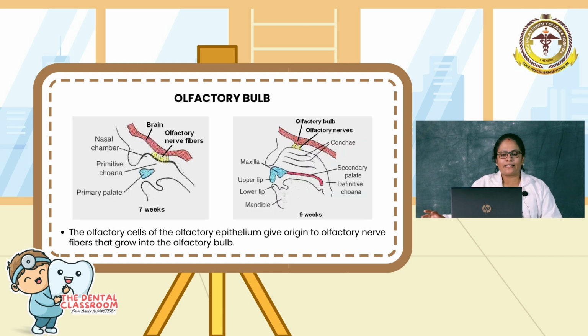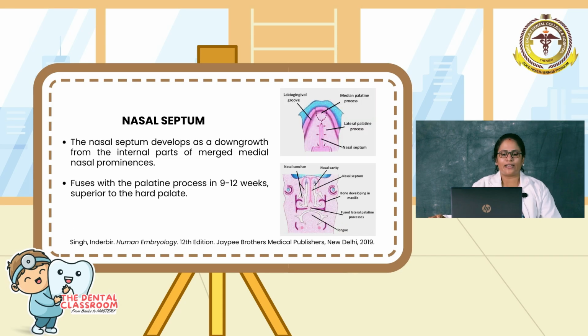The olfactory cells from the nasal epithelium send their nerve fibers upwards into the olfactory bulb, which is a part of the forebrain. This creates the pathway for the sense of smell. This is how we sense smell. Interestingly, this system becomes functional quite early, and the fetus can actually detect chemical stimuli in the amniotic fluid before birth itself. Now let's look at the nasal septum.